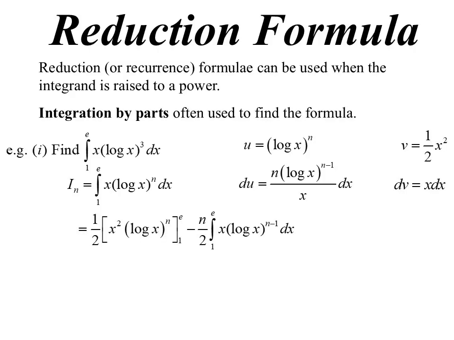But if you have a look at my integral here, the integral of v du is of the same form, it's just that the power has changed. We can calculate the first bit out, substituting 1, and we get e squared on 2. Okay, I've now got this formula: I_n equals e squared on 2 minus n on 2 times I_(n-1). I reduce the power by 1.